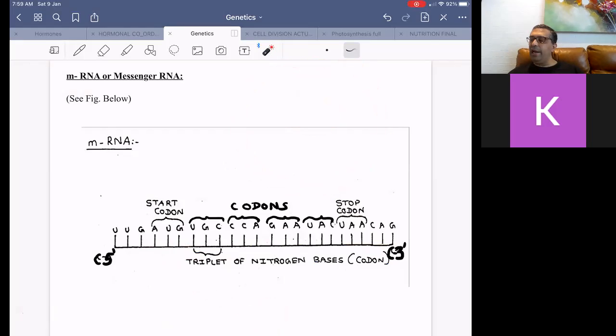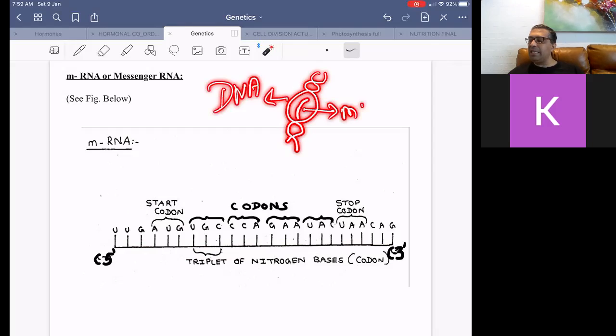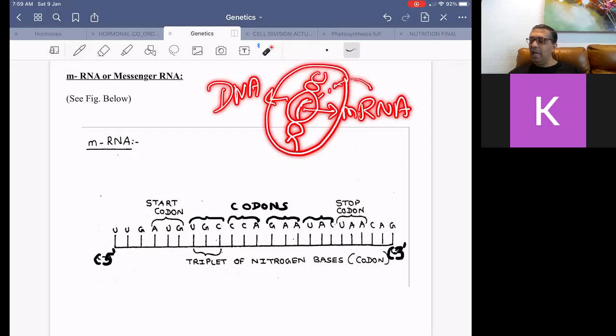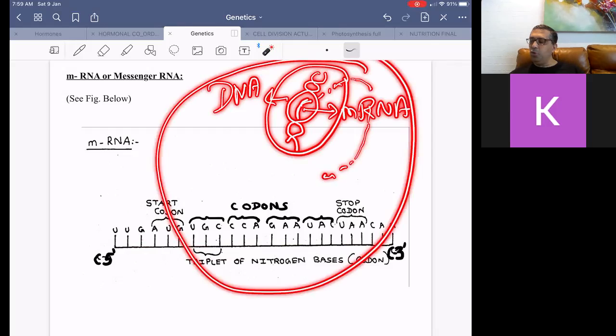And what will this DNA do? This DNA, we just said, will undergo a process called transcription. DNA forms mRNA by transcription. mRNA leaves the nucleus, so it comes outside the nucleus and goes into the cytoplasm. This is the nucleus, this is the cytoplasm. mRNA goes into the cytoplasm.